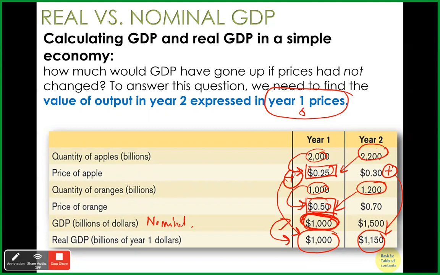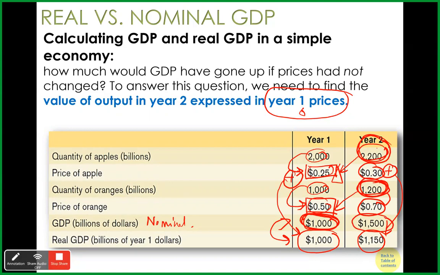Now look at the second year. So for nominal, use this number. Instead of multiplying this one, we multiply this one. Similarly, this one, we multiply this one. So that gives you 1,500.